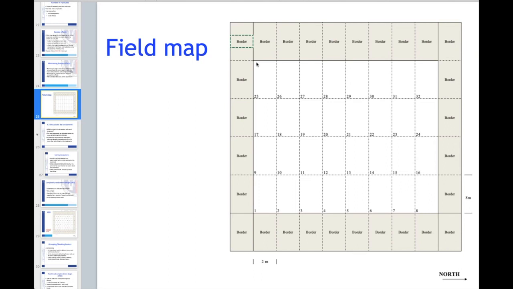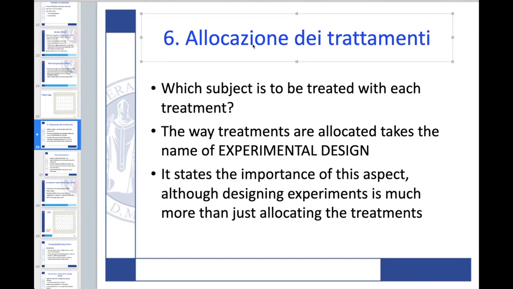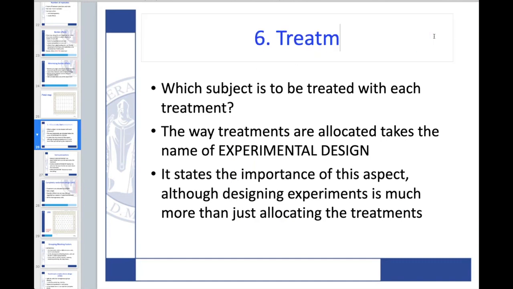Once we have designed the map, we have to decide to which plot we allocate which treatments. So we have the so-called treatment allocation. Treatment allocation. So which subject is to be treated with each treatment?